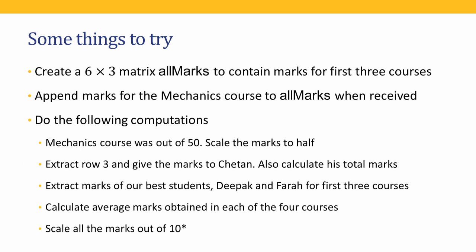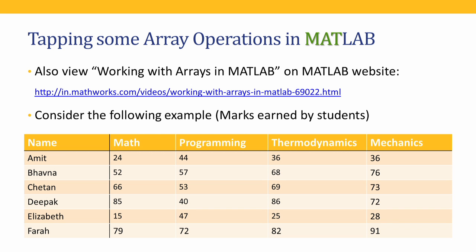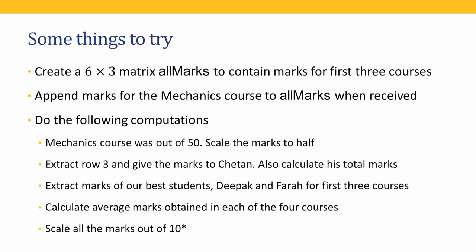First, we will create a matrix called all marks, which will contain the marks for the first 3 courses, math, programming and thermodynamics, for all of the 6 students. Then, when the mechanics marks come in from the teacher, we are going to append those marks to the matrix that we have formed. If you recall from the previous lecture, this is going to be a matrix with 6 rows and 4 columns, so a 6 by 4 matrix after we have appended the mechanics marks.